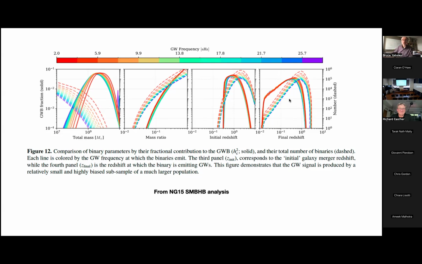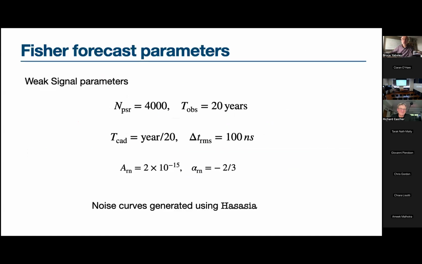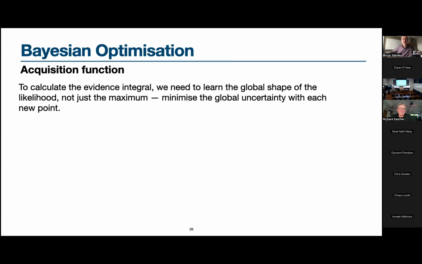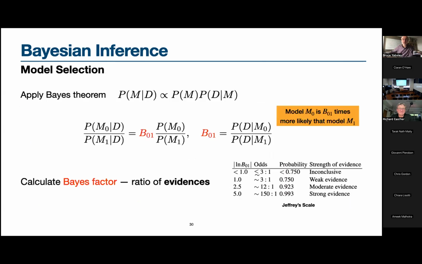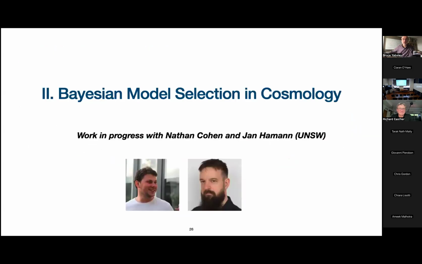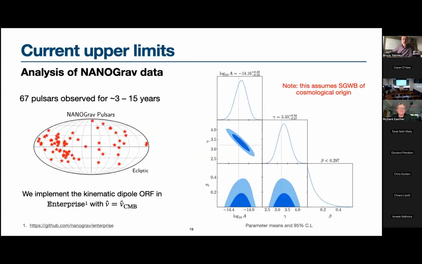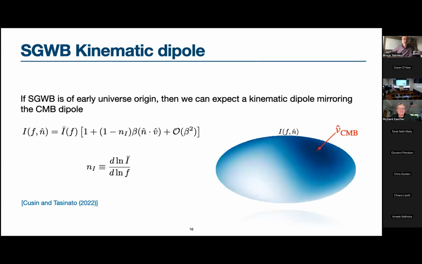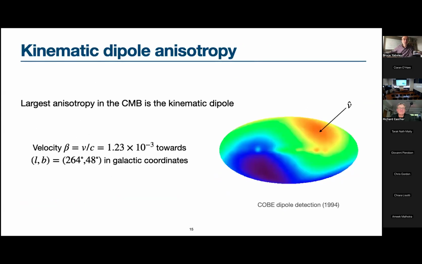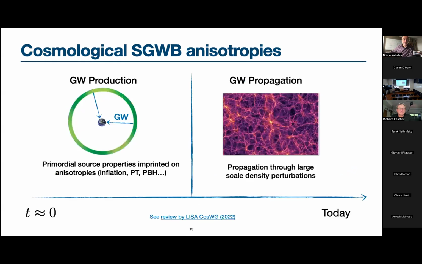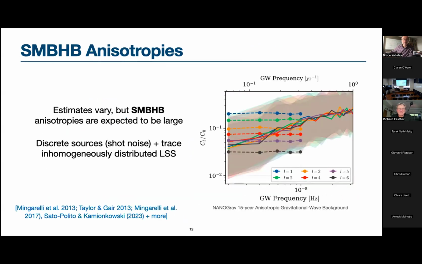All right, thank you. Another brief question, if I may. When you introduced the dipole, you were speaking of that only, you said, in the context of an early universe origin. Yes. Is it a stupid question to ask why this doesn't arise also in the context of mergers?